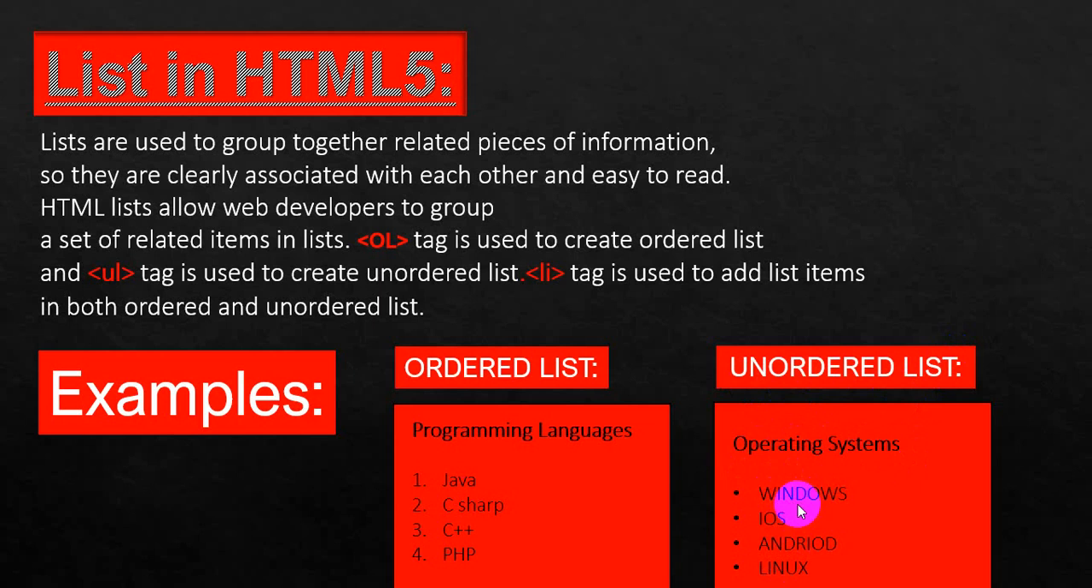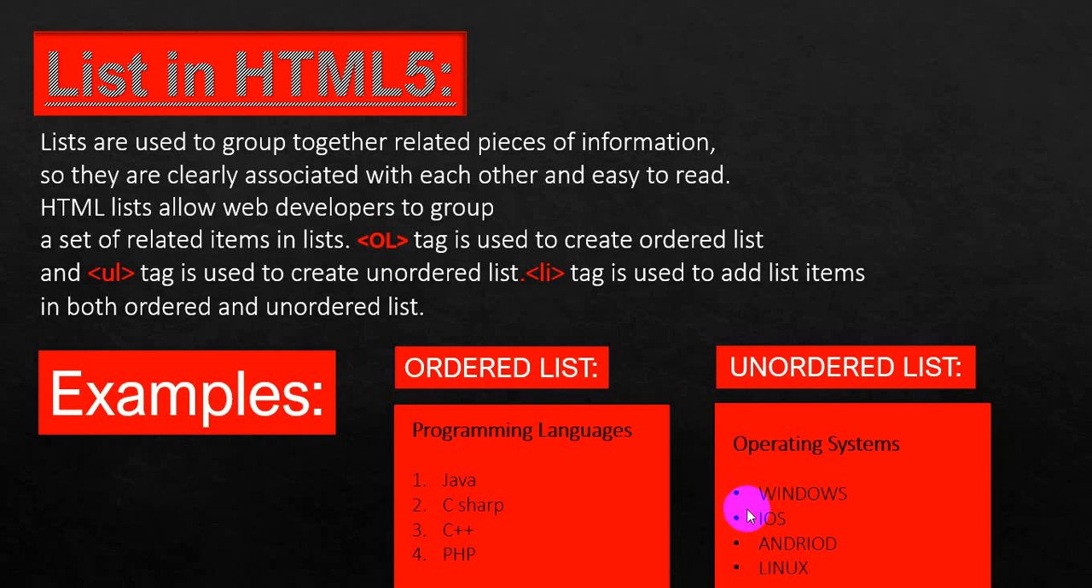These are called list items, where Windows, iOS, Android and Linux are some list items. But when you see the left hand side, these lists are indicated by some bullets, or you can say disk. What is the difference between circle and disk? Both are the same. The only thing is that disk is filled and circle is unfilled. So this symbol is called a disk.